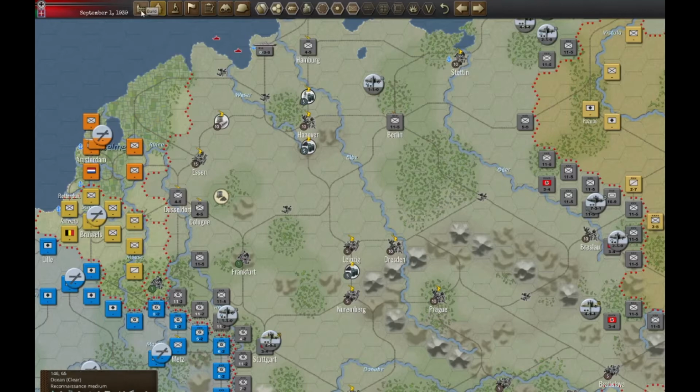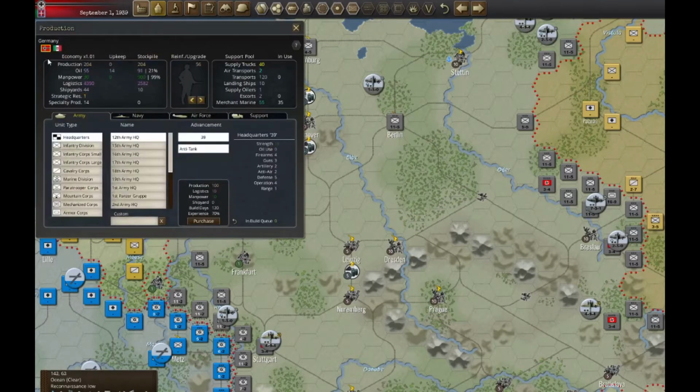So to look at the oil resource, what I need to do is go into the build dialog box, and you can see by the second row here, this is the oil row. You've got the numbers 55, 14, and 91. If I go to Italy, the numbers are 7, 6, and 11 here. What do those numbers mean?